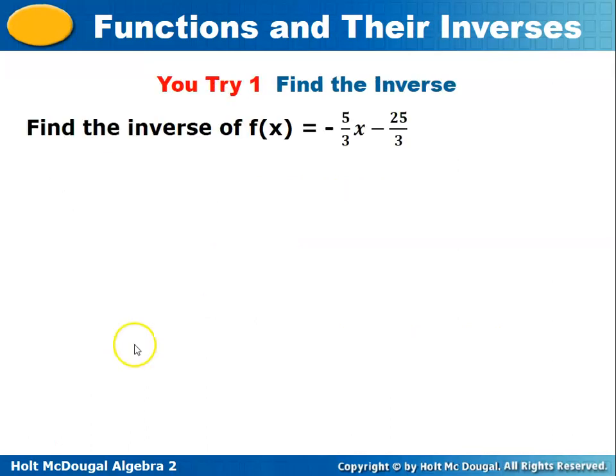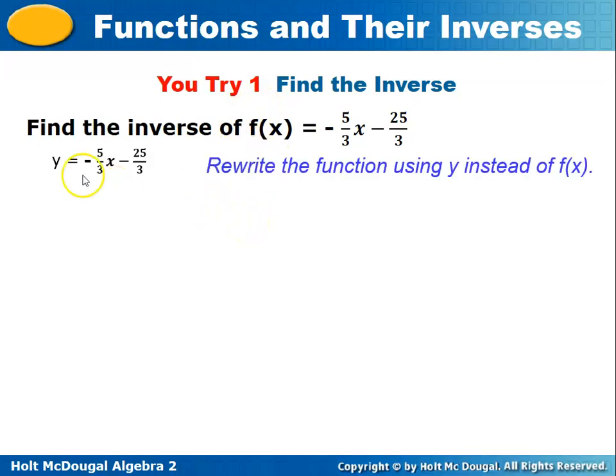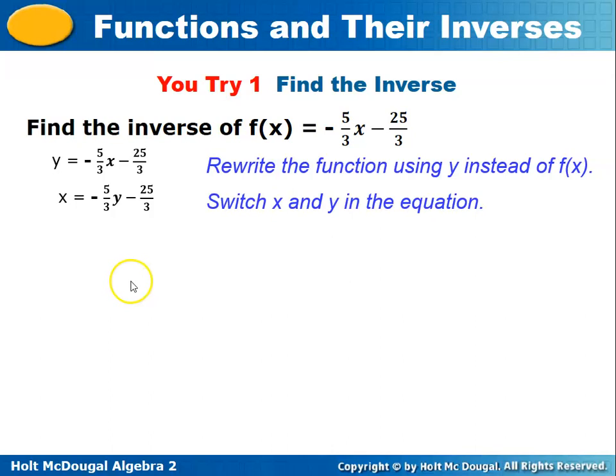All right, our next one. We're going to find the inverse of f of x equals negative 5/3 x minus 25 over 3. Here again, the first step we're going to do is we're going to replace this f of x with y. That's always going to be our first step. Then we're going to switch the y for x and the x for y. That's always going to be our second step.